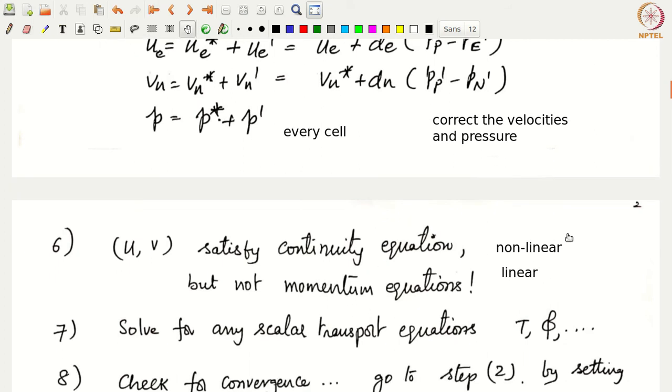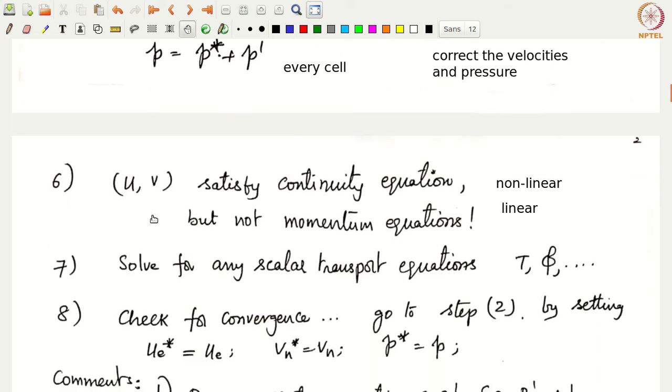Alright, but because we have nonlinear terms, this obtained u and v and pressure fields will not satisfy the momentum equation after one iteration. However, it satisfies the continuity equation. Now, because we have obtained a continuity satisfying velocity field, we can now solve for any scalars that we have. For example, if you are solving for transport of some scalar phi, or if you want to solve for temperature, then you can solve for all those scalar transport equations after you have obtained the continuity satisfying velocity field.